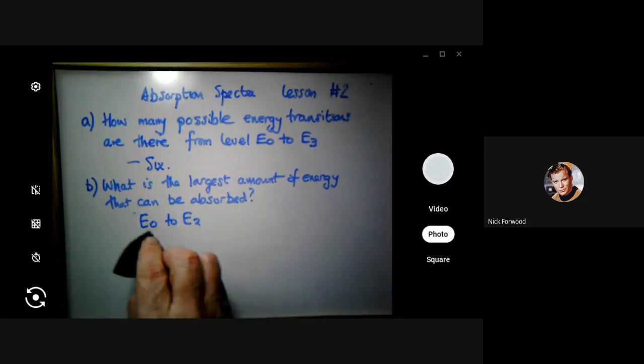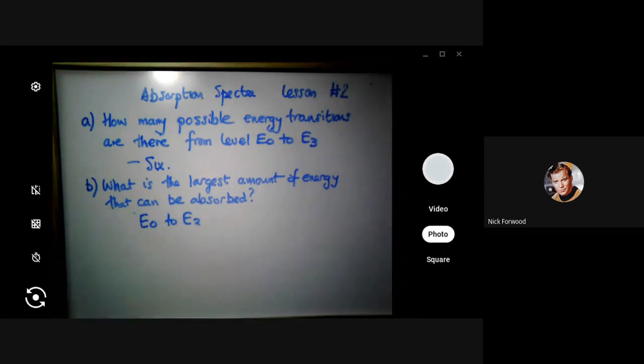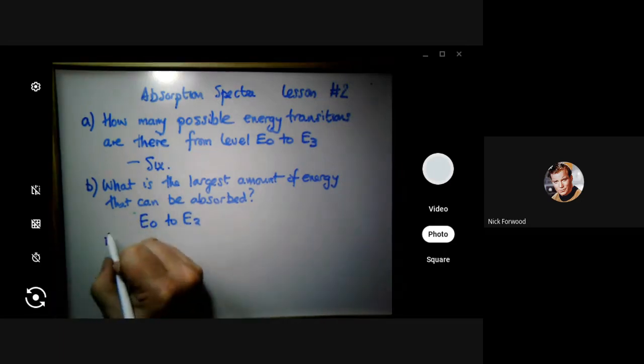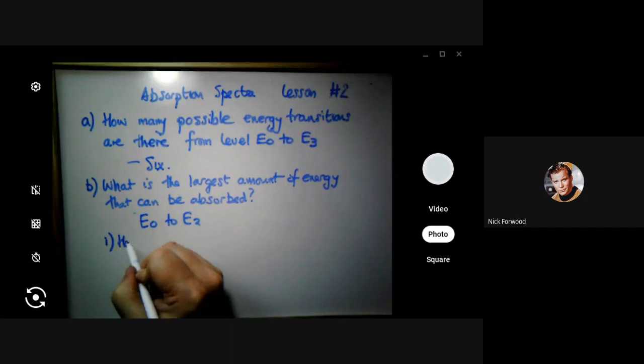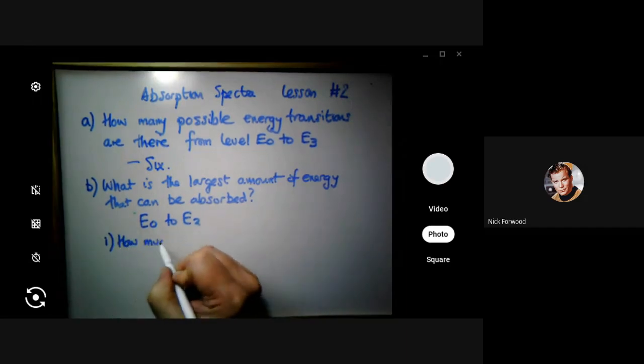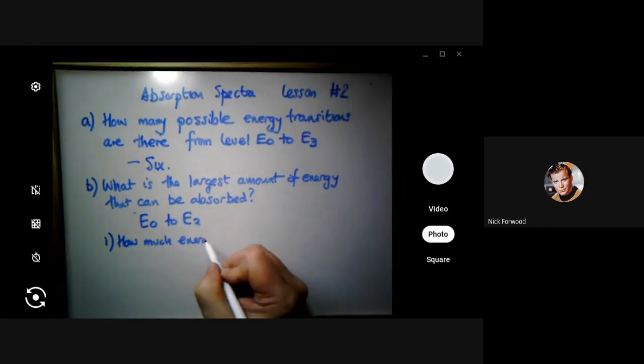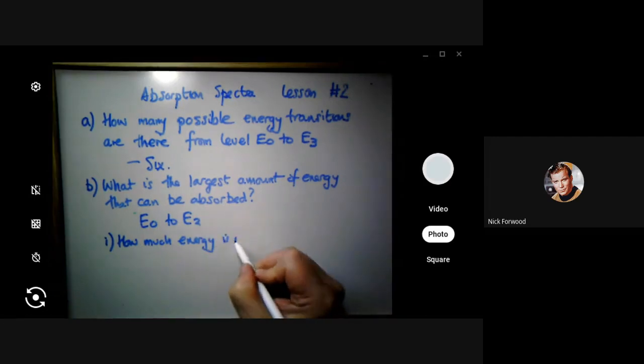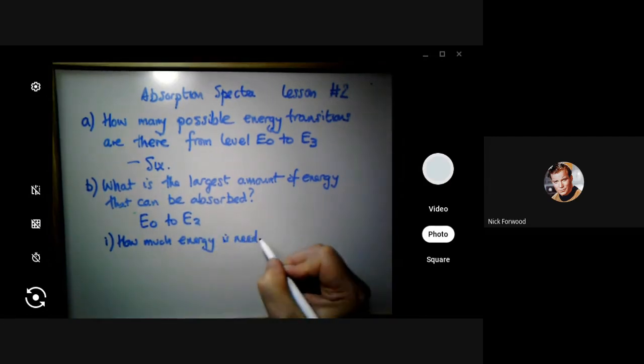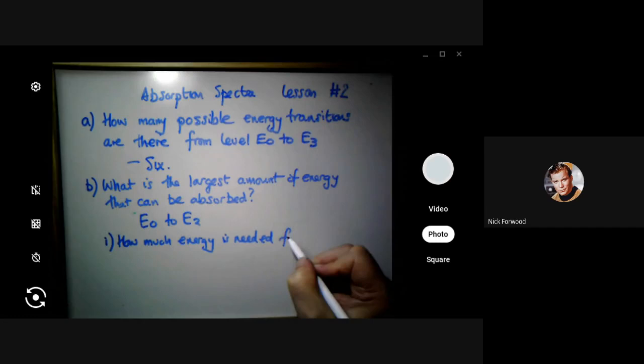Right. Now, second bit of this question is how much energy is needed for this transition.